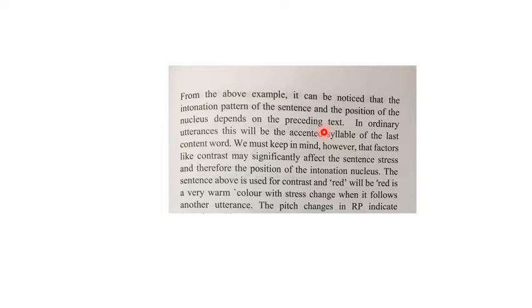بيعتمد على إيش؟ في نص before this text. زي ما شفنا في جملتين A و B، صار تغيير على الانتونيشن في جملة red is a very warm color، وصار تغيير على position of the nucleus. صارت عندي red هي another nucleus في الجملة الثانية في A و B. ليه؟ لأنه كان سياق عندي، كان في text before this sentence.